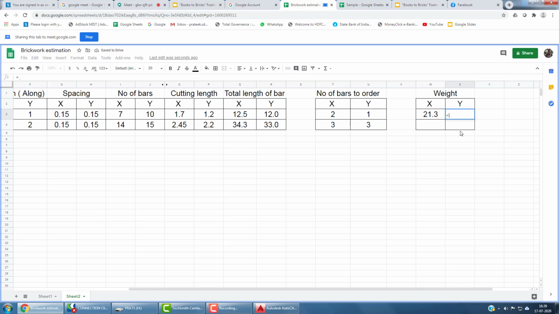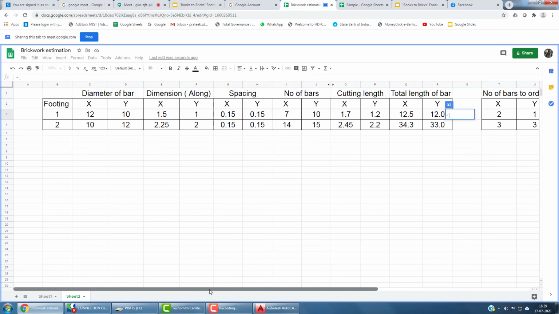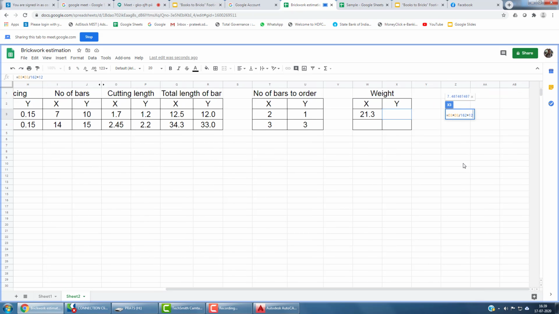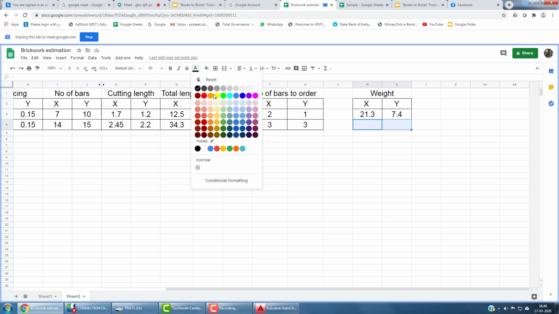Along y, it is d square by 162. So along y, my d is d3, d square by 162 into 12. I have to multiply so that I get the weight of 1 bar into 12 into the number of bars that I have to order. Just tell me, what is the value that I have to enter here? These two values you have to tell me.